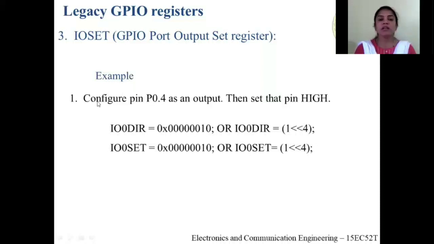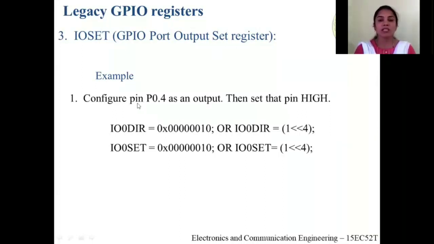For example, configure pin port 0.4 as an output pin. Here we are individually setting a single pin as an output pin, then setting that pin high, that is, sending logical value 1 on that pin. For that we have to use these instructions. First we have to configure. By default all pins act as input pins. Therefore first we have to configure the fourth pin of port 0 as an output pin.